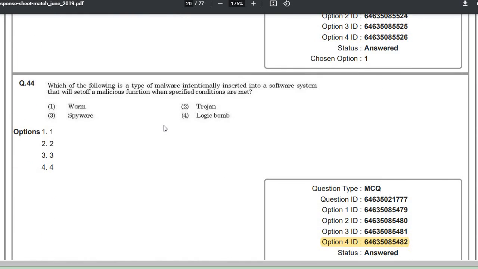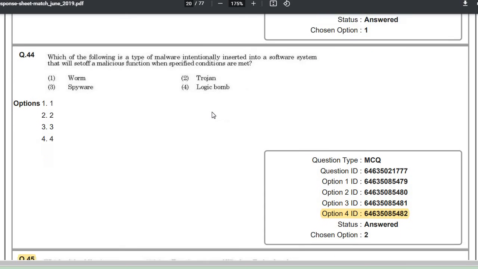Coming to question number 44: which of the following is a type of malware intentionally inserted into a software system that will set off a malicious function when specified conditions are met? When specified conditions are met, some malicious function will work in the software system. That is called a logic bomb. So option 4 is the correct answer.